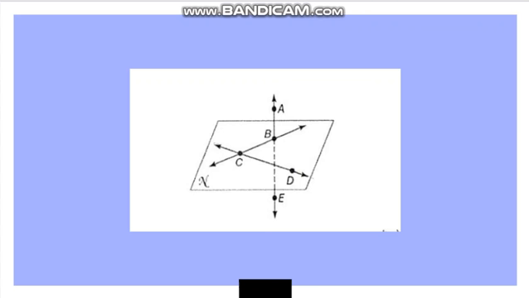They intersect at point B. The only thing that they have in common is point B. Point B is where they intersect. So now we want to name the intersection of BC, this line, and DC. Where do those two lines meet? They meet at point C. C is their intersection.